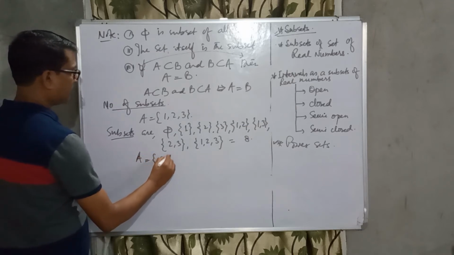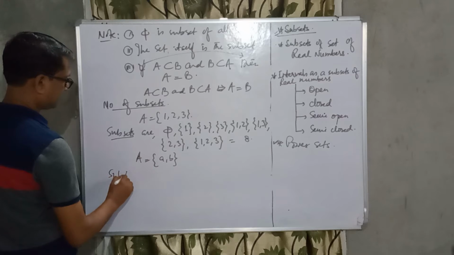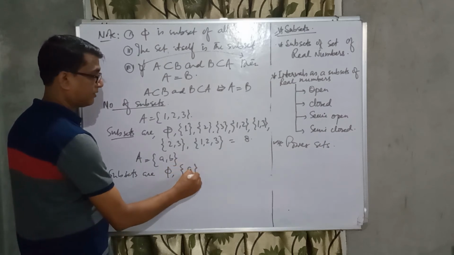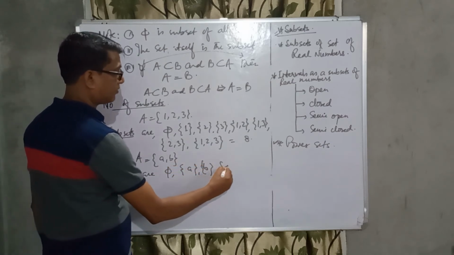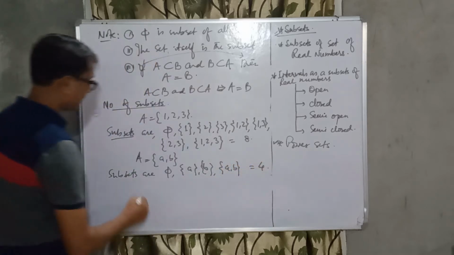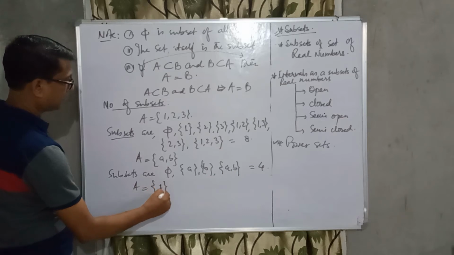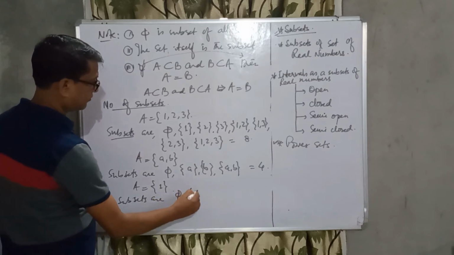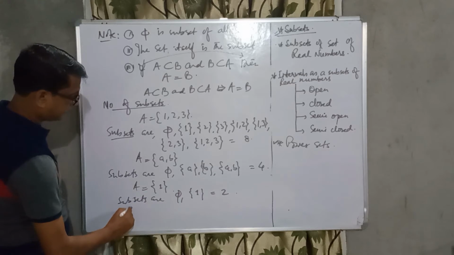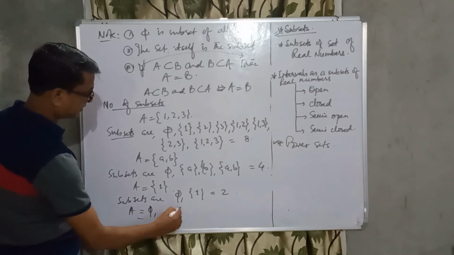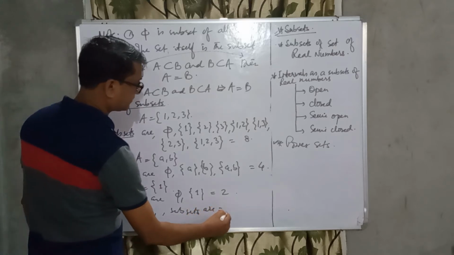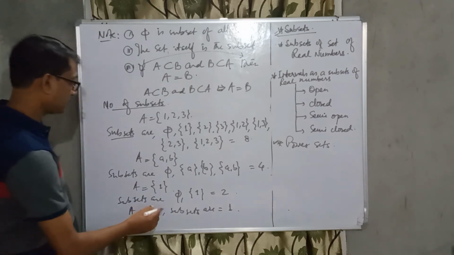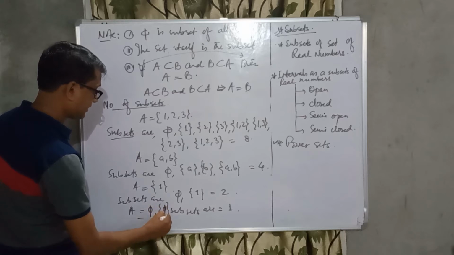If A is equal to {a, b}, what are the subsets? Subsets are phi, {a}, {b}, {a, b}. The total number is 4. If A has a single element, then subsets are phi and the set itself. That is 2. If A is the empty set, then there is only 1 subset, which is phi.